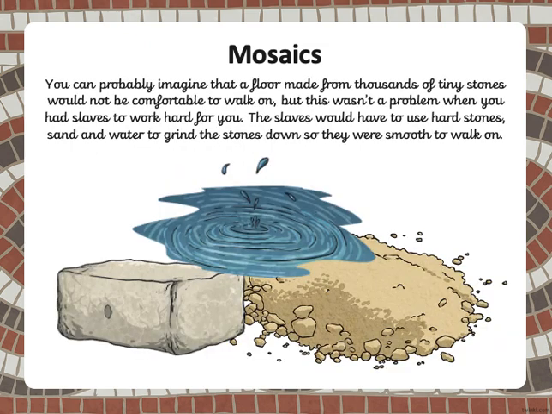You can probably imagine that a floor made from thousands of tiny stones would not be very comfortable to walk on, but this wasn't a problem when you had slaves to work hard for you. The slaves would have to use hard stones, sand and water to grind the stones down so that they were smooth enough to walk on. So remember, the stones were not used as commonly in Rome, they were more commonly used in Greece.